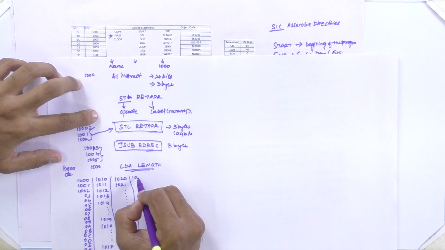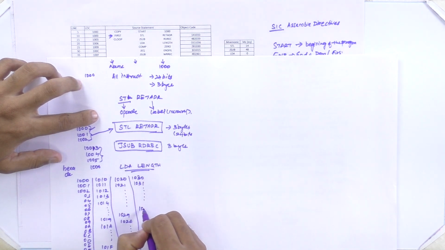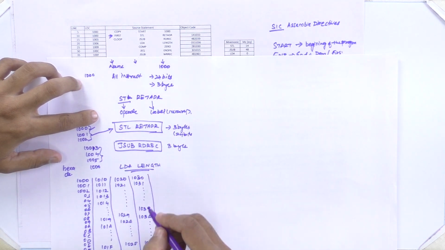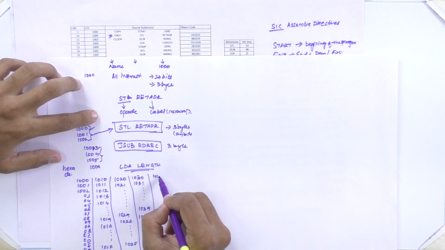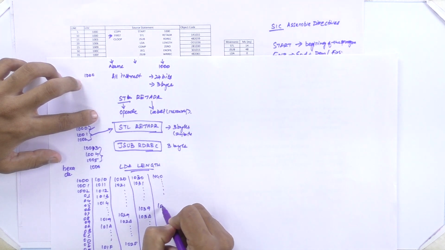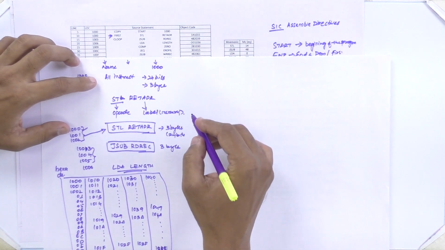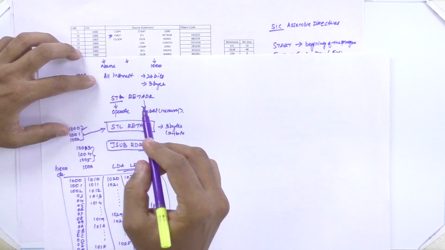The next step will be 1030, 1031, up to 1039, then 103A up to 103F. Next can be 1040 up to 1049, then 104A up to 104F. This is how hexadecimal format works, and we'll see the next instruction.